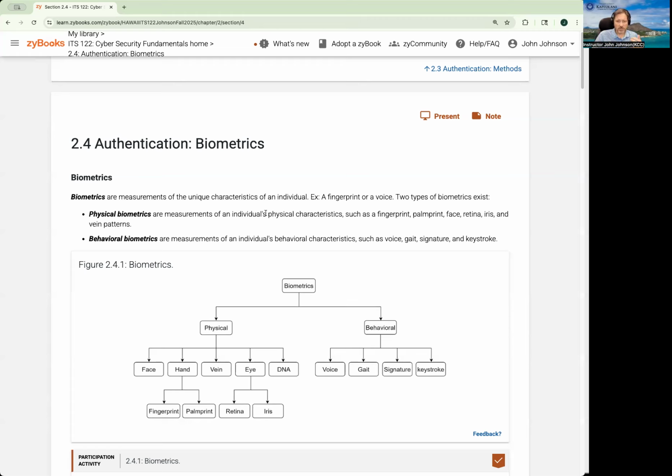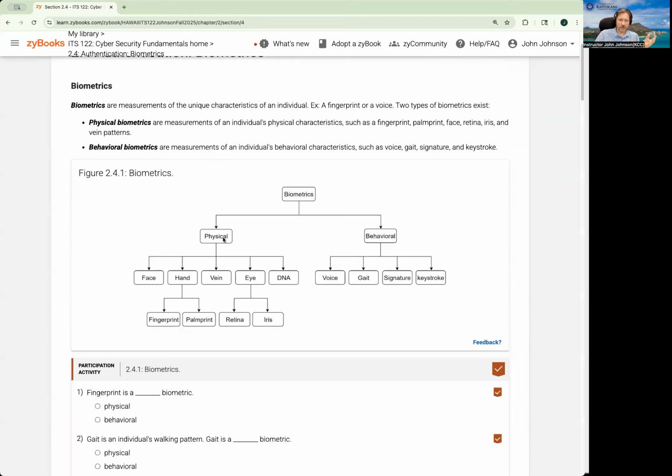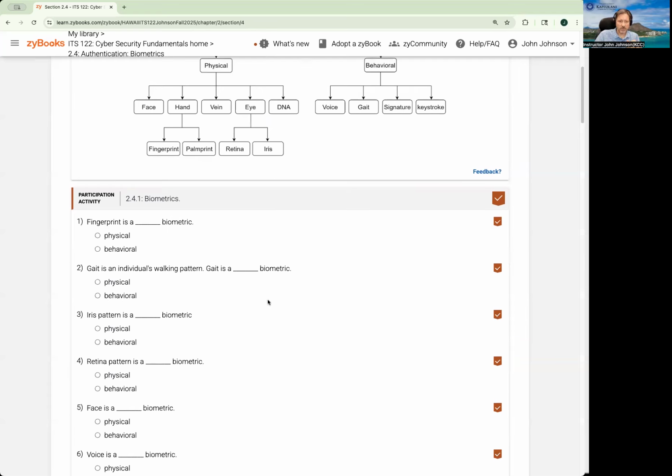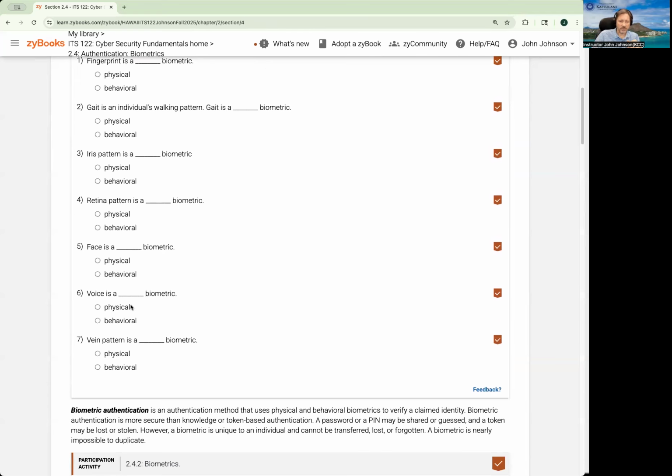So we've got a chart here that shows biometrics breaking up into physical and behavioral. It shows you things like face, hand, vein, eye, DNA, and tells you, for eye, we've got retina and iris, and for hand, we've got fingerprint and palm print. And then under behavioral, we've got voice, gait, signature, keystroke. So here it's just going to have you match up different things.